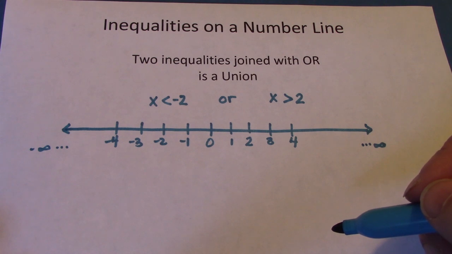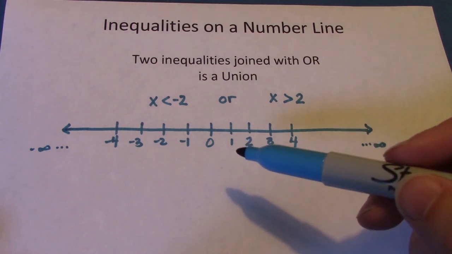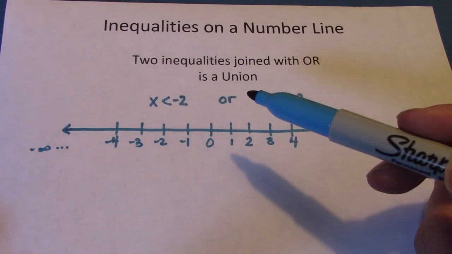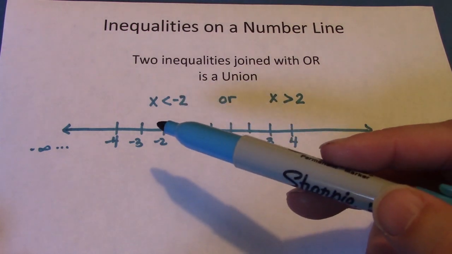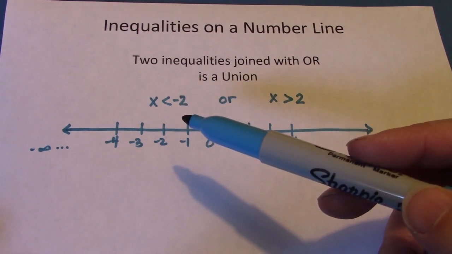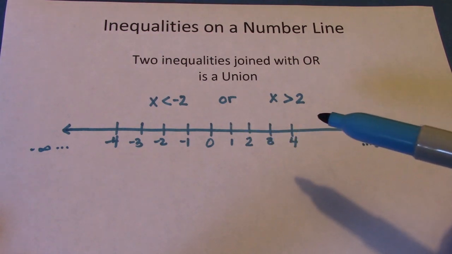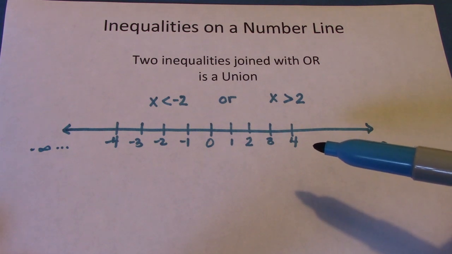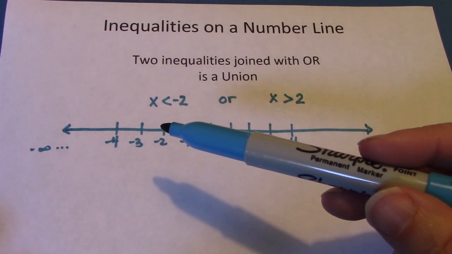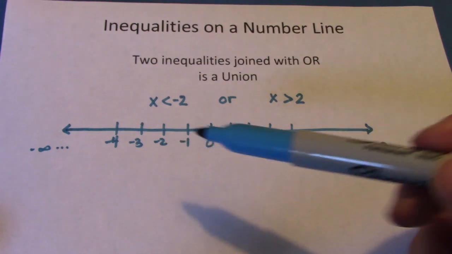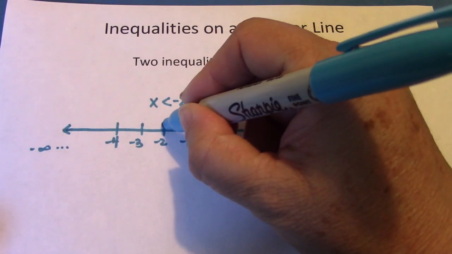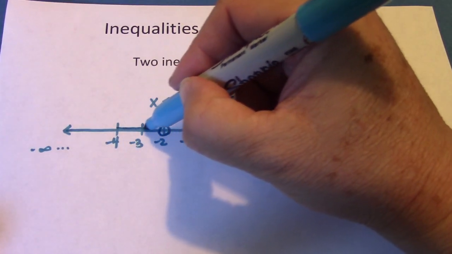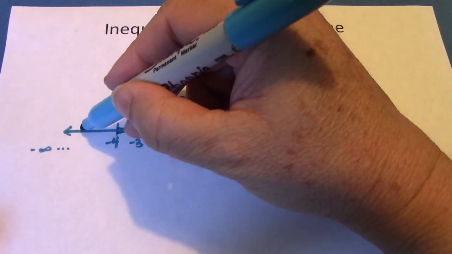There's another kind of compound inequality, and that's when the inequalities are joined together with the word or. And we consider those a union. So consider this example. We have x is less than negative 2, or x is greater than 2. Either one of these conditions can be true. So let's start here. x is less than negative 2. Well, it's not equal to negative 2, so I'm going to need an open endpoint, and it's less than, so I'm going to shade in going this direction.